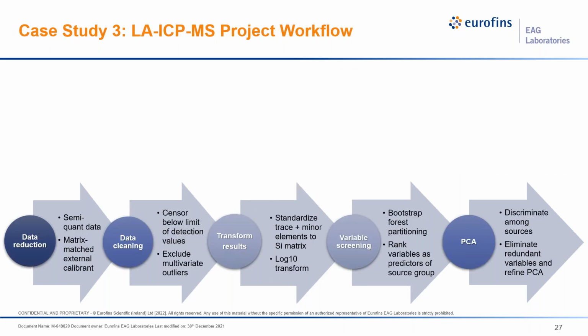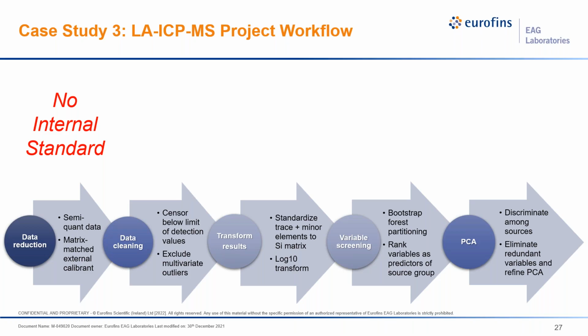But that was only half the story. Data reduction, processing, and statistical analysis is of equal importance to sample prep and data collection. So first, data reduction. I mentioned earlier that semi-quant data can be very powerful. Well, that's what we collected here. This is not fully quantitative data. We did in fact use a matrix-matched external calibrant, so that NIST SRM 610 is a silicate glass, which is the same matrix as a silicate rock, but we didn't use an internal standard.